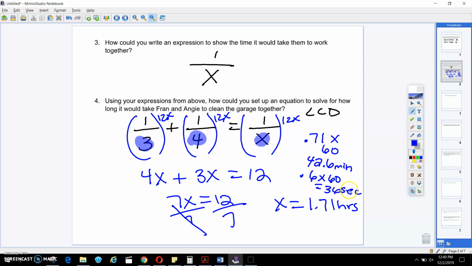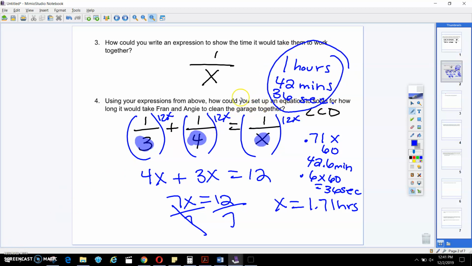So here's how you would write your final answer out. You would say 1 hour, 42 minutes, and 36 seconds. That makes sense to us rather than 1.71 hours, right? 1 hour, 42 minutes, and 36 seconds. Yes. Great. Okay?